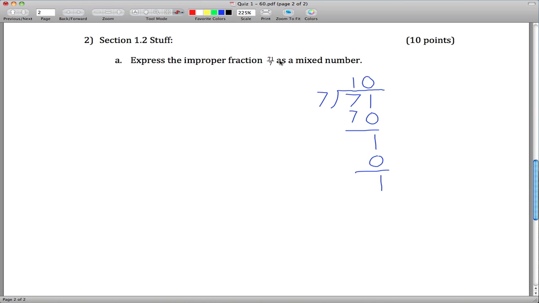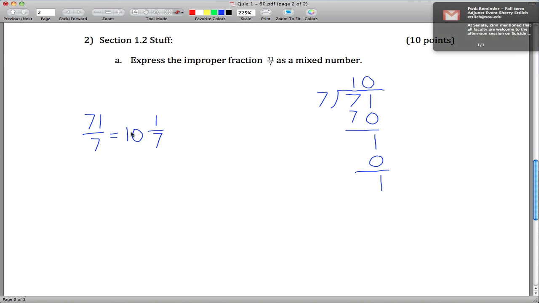So to write this guy as a mixed number, we would say 71 divided by 7 equals 10. 7 goes in there 10 times, but then we kind of have one of these 7ths left over. So the mixed number would be 10 and 1/7.